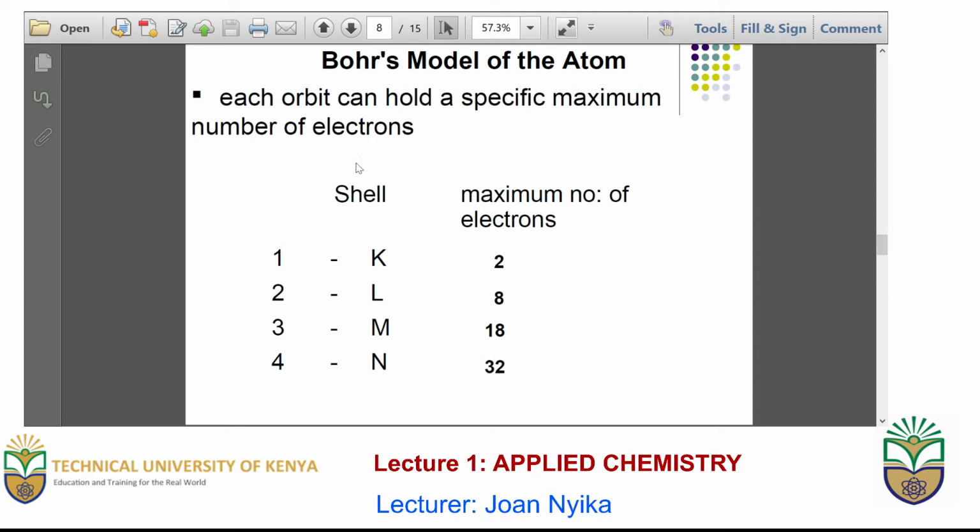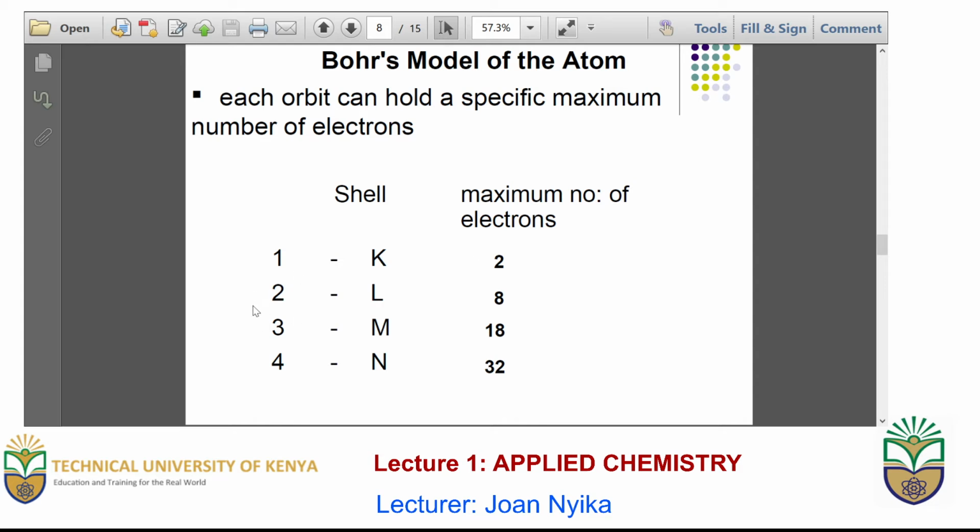In Bohr's theory, it also said that each orbit can hold only a specific maximum number of electrons. For instance, in any atom, there are 4 shells. The first shell is what we call the K shell and can have a maximum of 2 electrons. This is what is filled first.